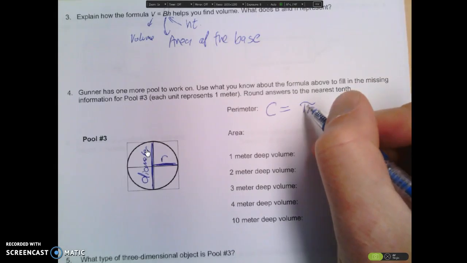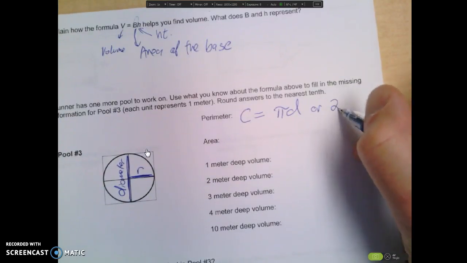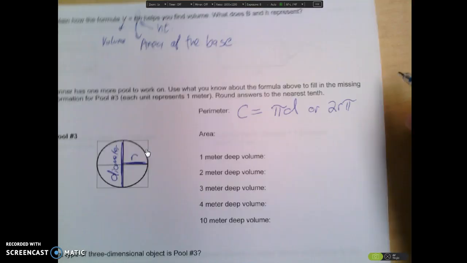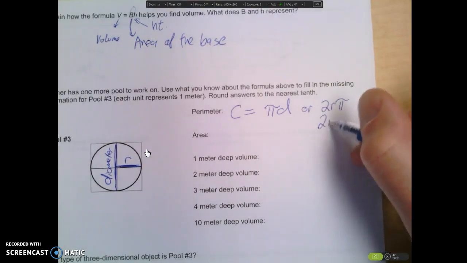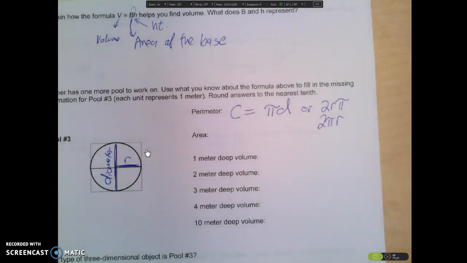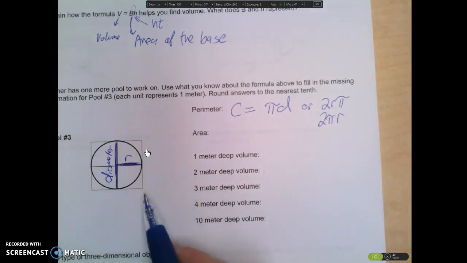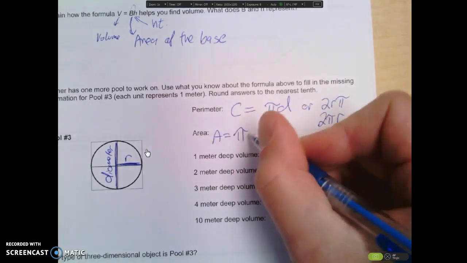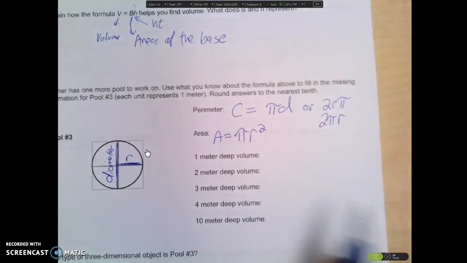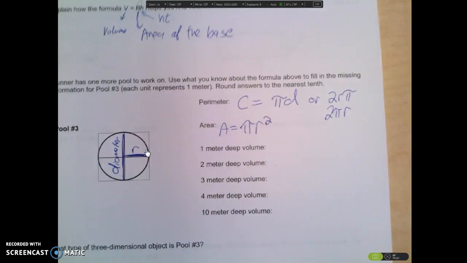So what you can say is that it's pi times d, or 2 radiuses times pi. That's sometimes written like this, 2 pi r. That's the perimeter, or basically the circumference of the circle. And the area should sound familiar. The area is pi times the radius squared. And again, the short one's the radius, the long one's the diameter, kind of like the word itself.